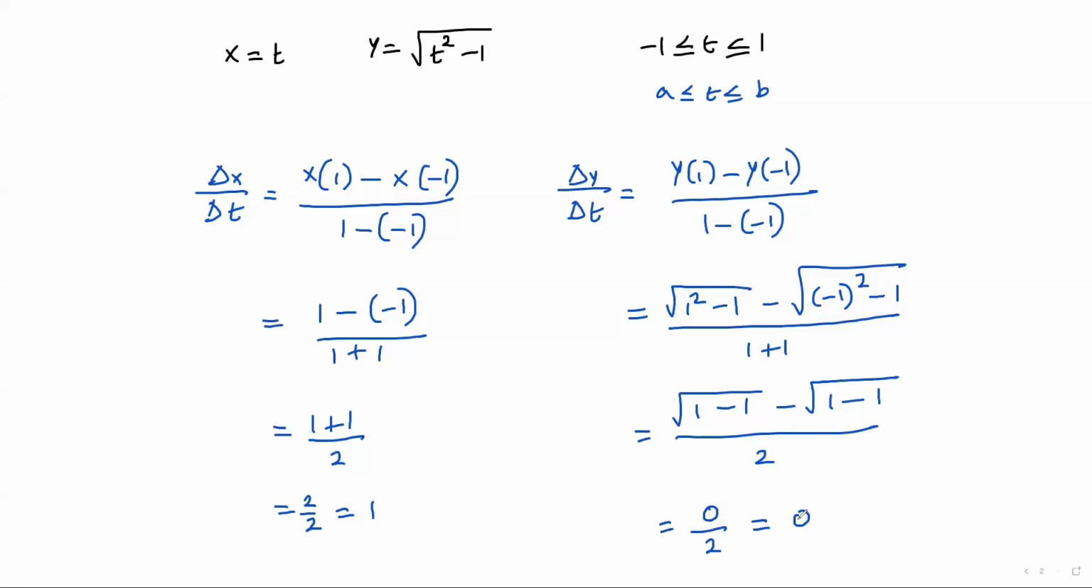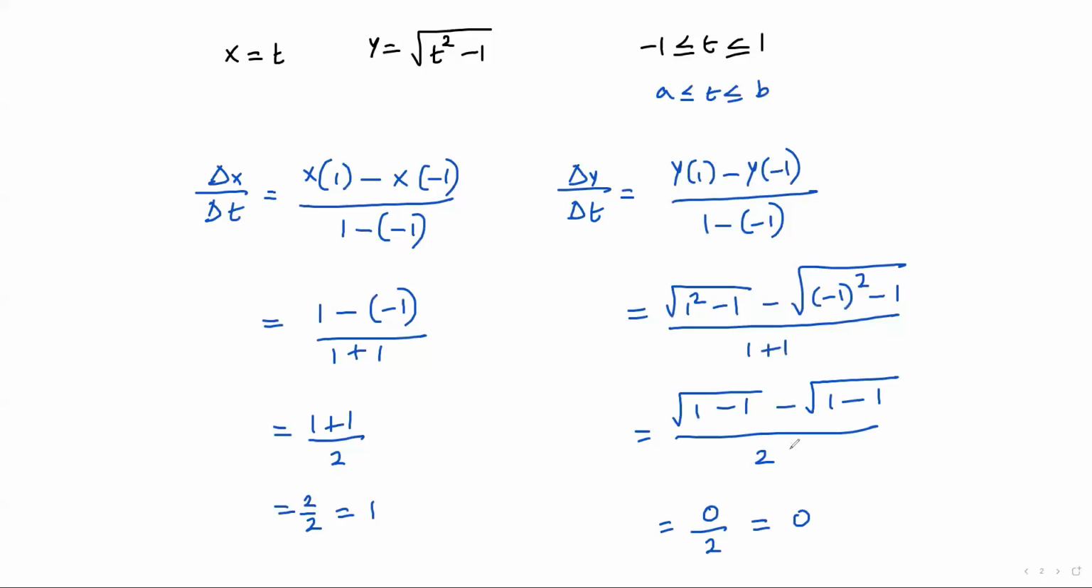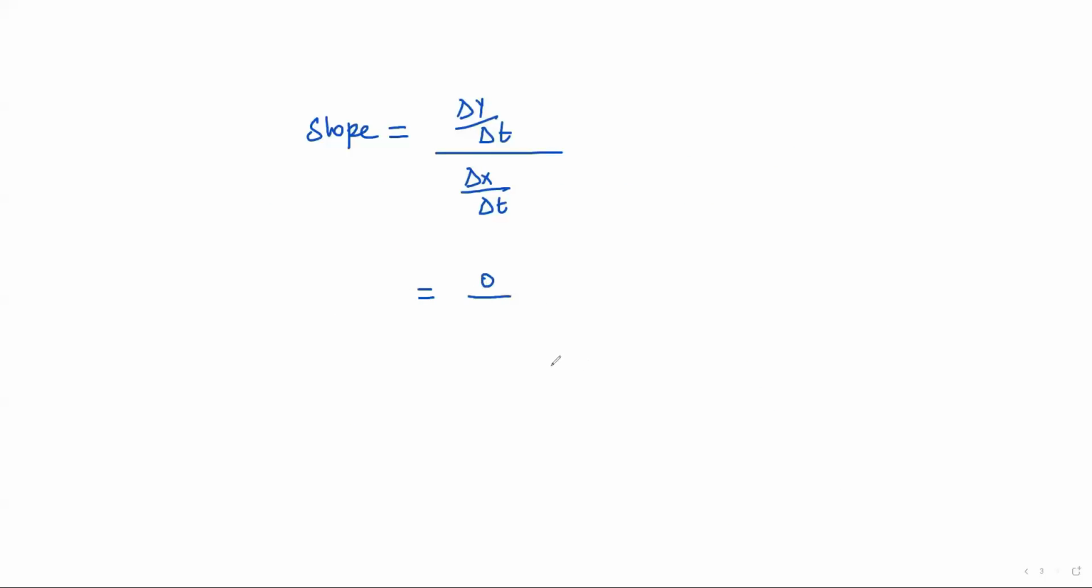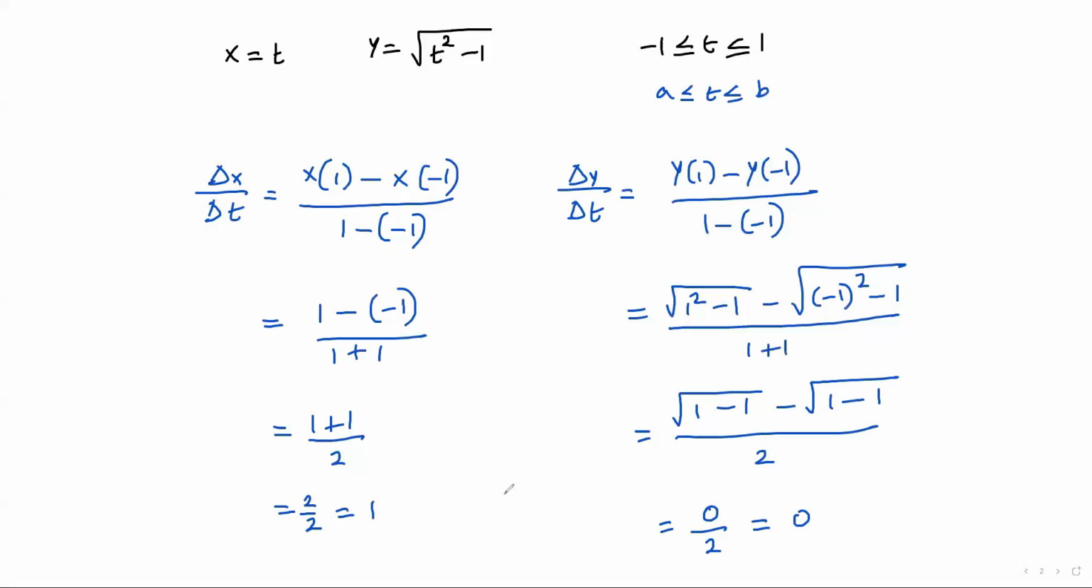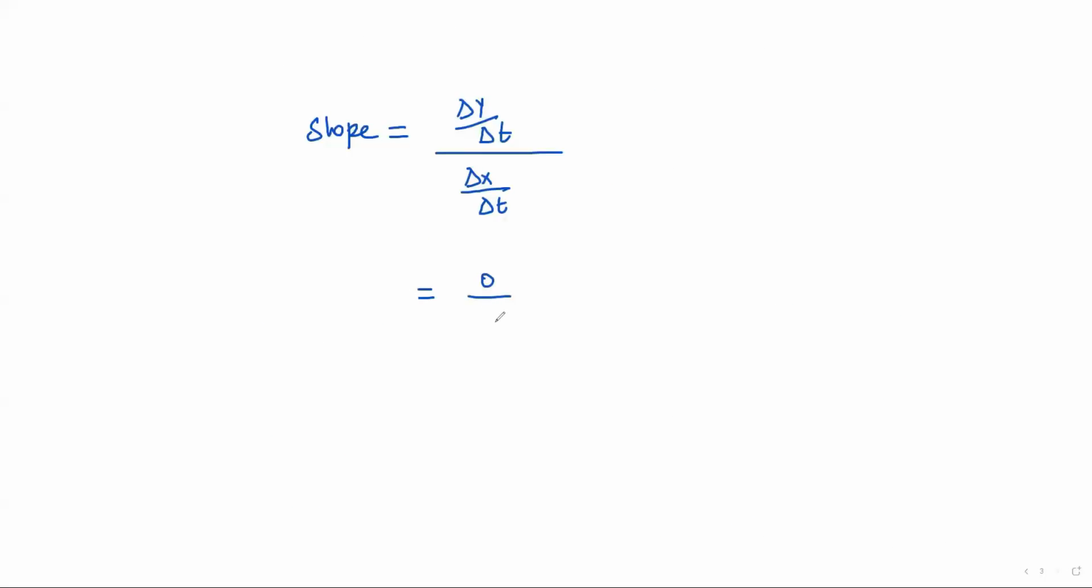Okay, now we have to do the third part of the question, that is we have to find the slope of the graph for the given parametric equations. Already we know that the slope is equal to the average rate of change for y of t, that is delta y over delta t, divided by the average rate of change for x of t, that is delta x over delta t. So delta y over delta t is 0, divided by delta x over delta t, the average rate of change for x of t, that is 1. So 0 over 1 is 0. So the slope of the graph of the given parametric equations is 0.